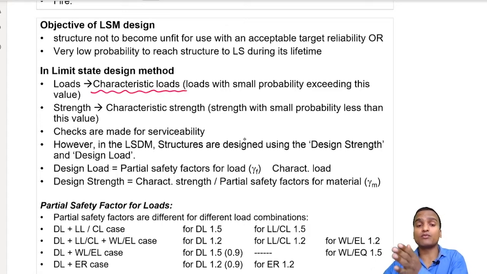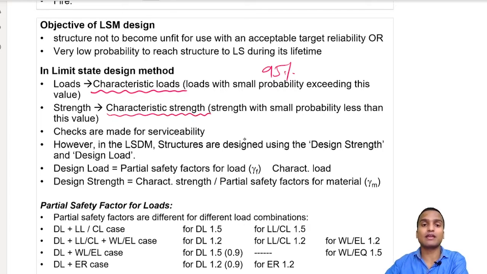dead load, live load, environmental load. We include only the characteristic values of all these loads. Characteristic load is of course the value with 95% probability that the load will not exceed it. And for the strength of material, we consider the characteristic strength of the material used in the building, and we keep a 5% probability that the strength will fall below this.